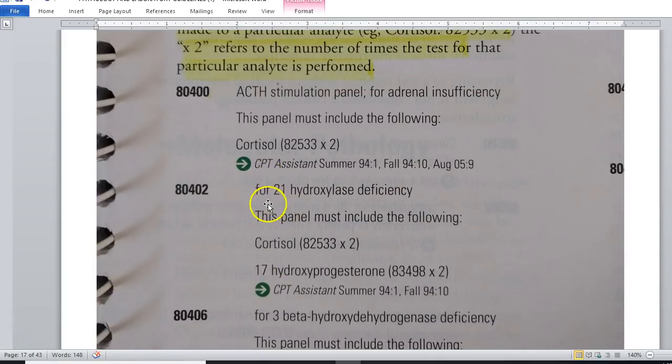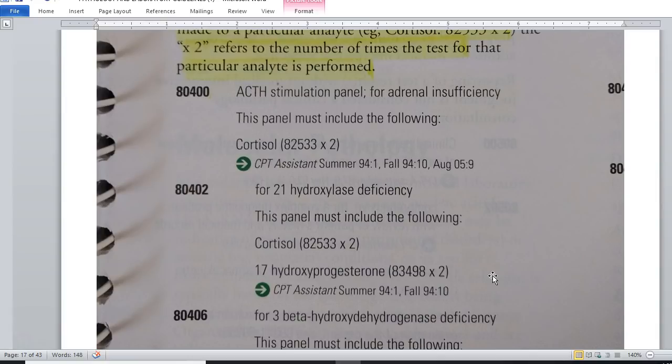We also have one for 21-hydroxylase deficiency, which again looks at cortisol and the 17-hydroxyprogesterone as well. And again, these are different deficiencies that are happening in the body, or we're trying to evoke what's going on. So these are all different hormones and they're all grouped together. So we would not code 82533 times 2 and 83498 times 2. We would code just 80402.